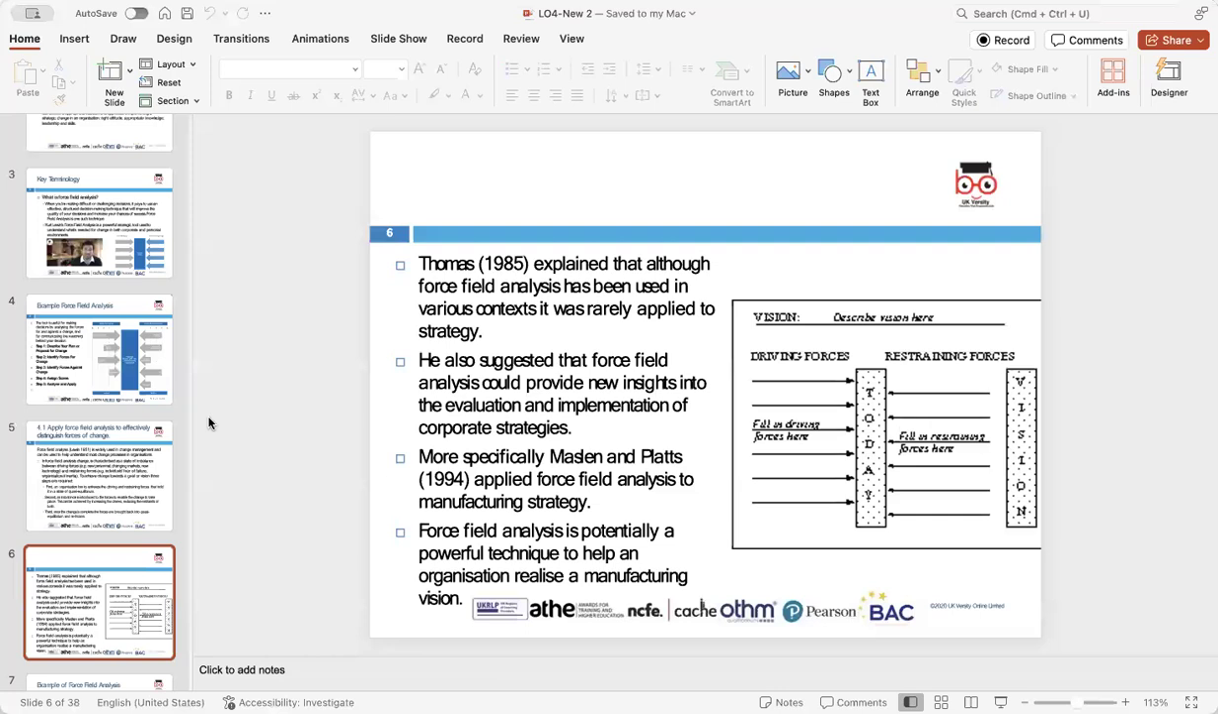Thomas 1985 explained that though force field analysis had been used in various contexts, it was rarely applied to strategy. In particular, force field analysis can be applied to understand the forces that drive or hinder the adoption of corporate strategies. Also, Maslin and Platts further applied this analysis to the context of manufacturing strategy. They emphasized that the method could help organizations in realizing their manufacturing goals by identifying the critical forces that must be addressed to ensure success.